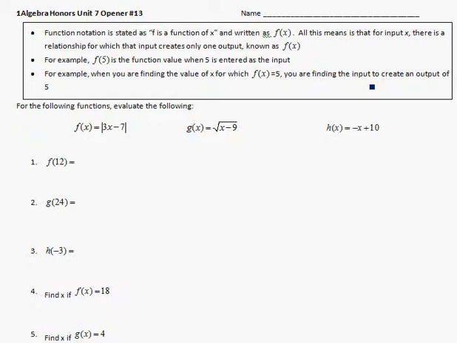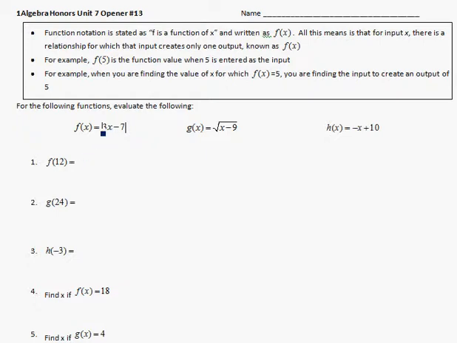Number 1 is asking you for f of 12. The f just points you in the direction of which function you're supposed to be looking at, and 12 points you in the direction of what input you need to be substituting in. So this means we want to be looking at the function that's named f, and we want our input to be 12. And what we're looking for is the output.